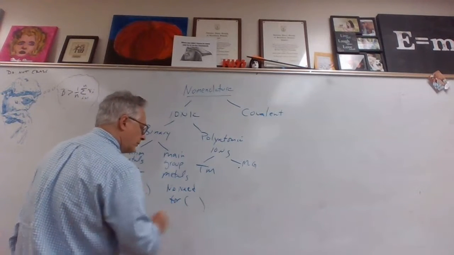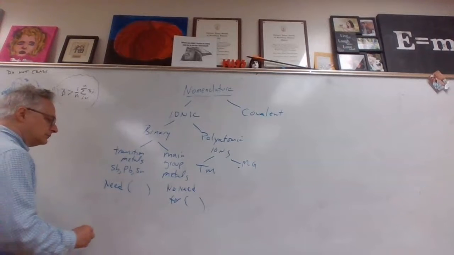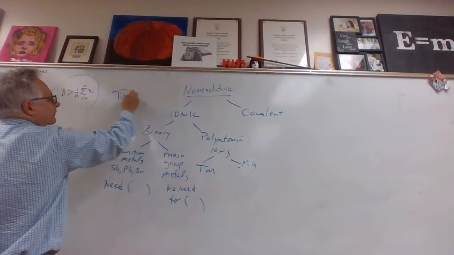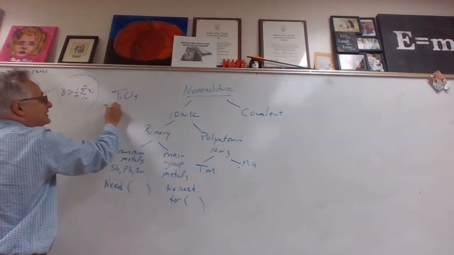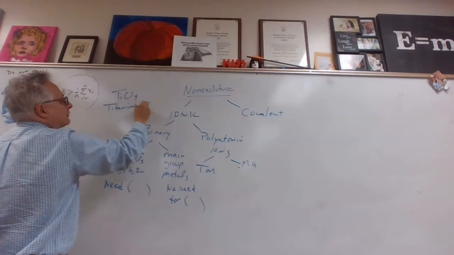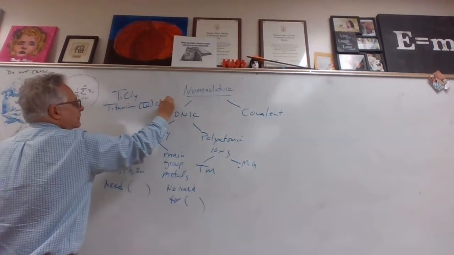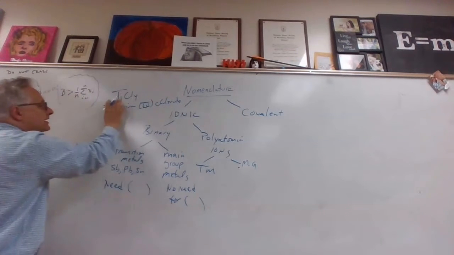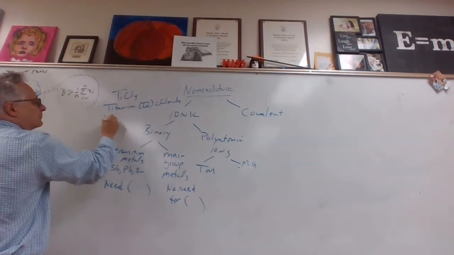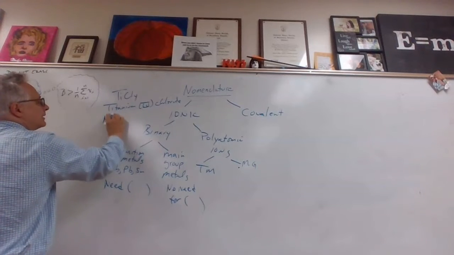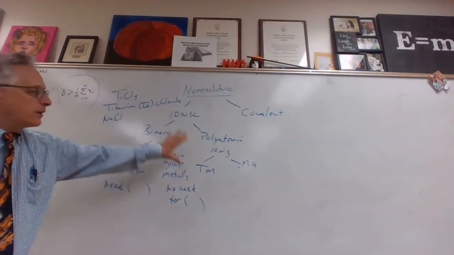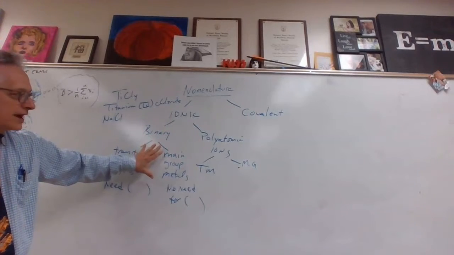for parentheses. So for example, if I have TiCl4, we have to write titanium(IV) chloride, because titanium can get more than one charge. If we have like a sodium chloride, we just write sodium chloride. So this is where we've been focusing our time.